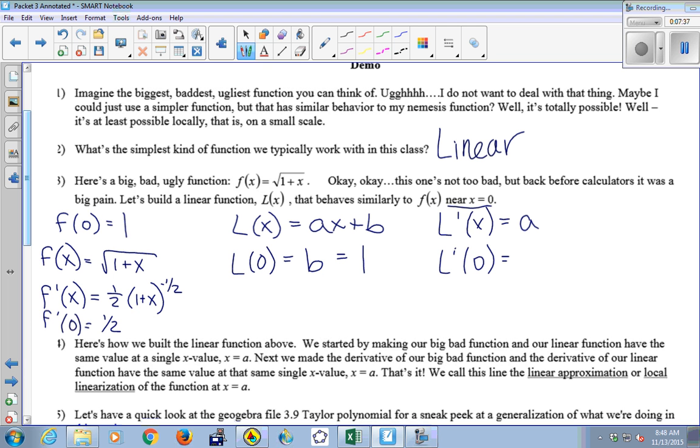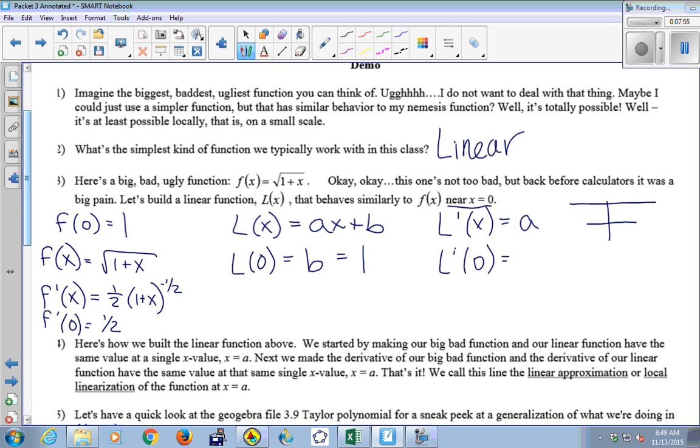That's not the derivative. I'm plugging into the derivative. L prime of x equals a. You get a, yeah. Caitlin, can you explain how you get a? Right. L prime of x is a. There is no x to plug in a 0 for. It's a constant function, right?